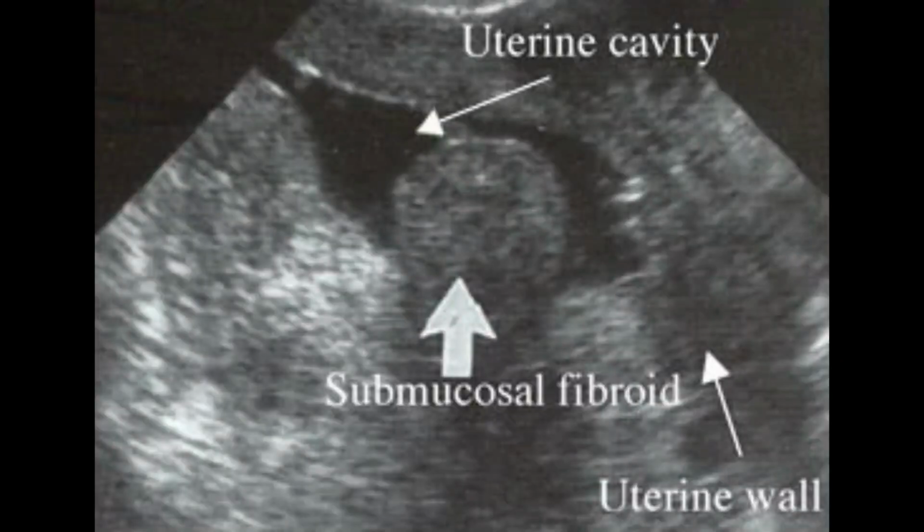Now, this is a submucosal fibroid. As you can see, this fibroid is indenting into the endometrial cavity. So the surrounding black portion is the fluid filled endometrial cavity and the submucosal fibroid is bulging into it.